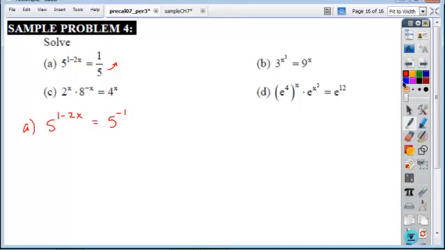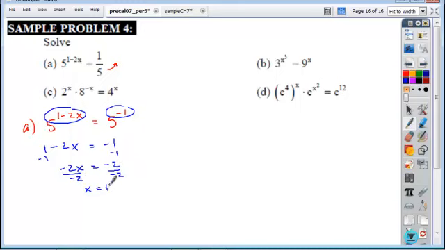And so here we can equate our powers. 1 minus 2x has to equal negative 1. Solve for our x. So if we subtract a 1 from both sides, we get negative 2x is equal to negative 2. Divide both sides by negative 2. We get x is equal to 1. So let's confirm this. Again, make sure that this is true. 2 times 1 is 2. 1 minus 2 is negative 1. Is 5 to the minus 1 equal to 1 over 5? Yeah, so that checks. All right, let's go to B.